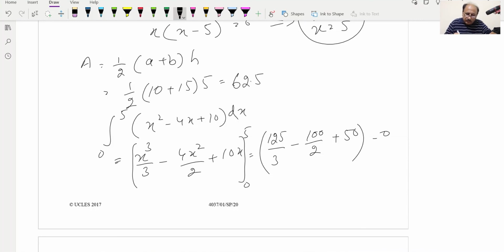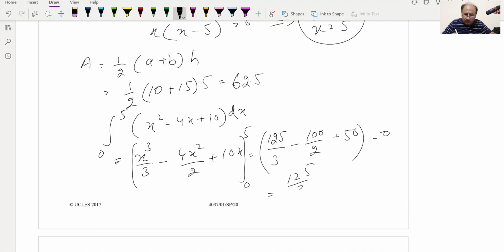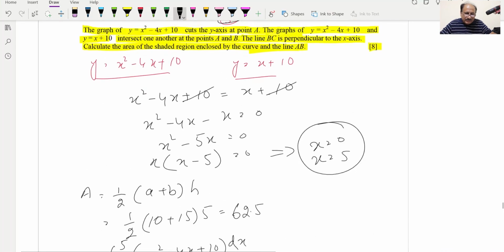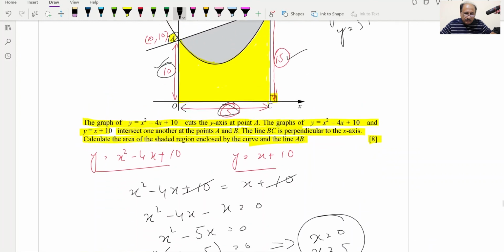So next will be what? We can basically calculate with the help of calculator, so it will be 125 over 3 minus 100 over 2, and this will be plus 50, and this is equal to 125 over 3. This is area of this shaded portion which we have done.